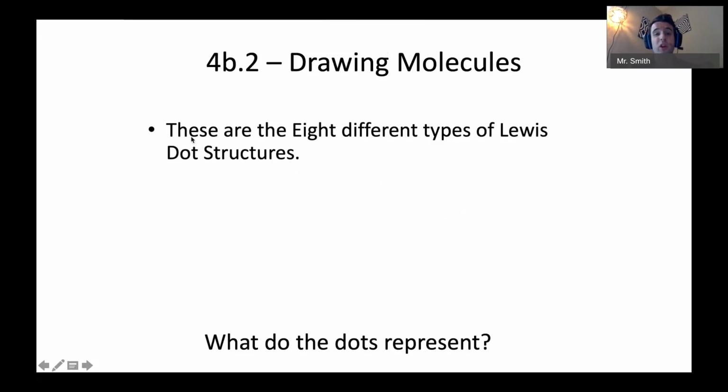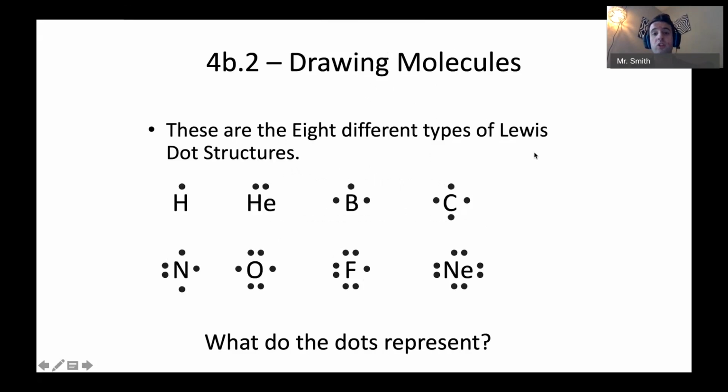First thing I want you to know, there are 8 different types of Lewis dot structures, and I have drawn you one of each here. You'll notice that some Lewis dot structures have a letter with one dot. Some have multiple letters. They either have one or multiple letters, and they have somewhere between 1 and 8 dots. So my question for you is, what do you think these dots represent?